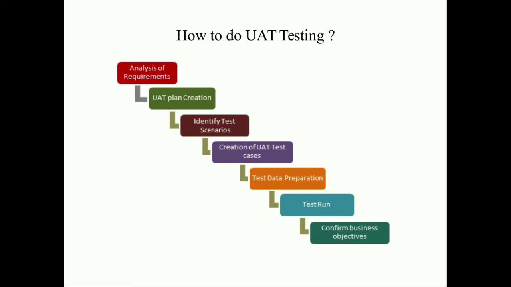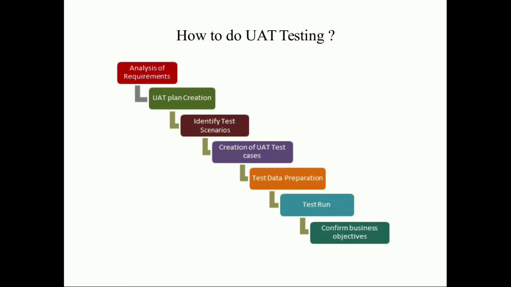So we can see that different kinds of tasks are there. We can start from the requirement analysis, then move to the UAT plan creation. After that we move to identifying scenarios, then creation of UAT test cases, and then we prepare the test data for UAT. After that we'll run the test cases, and in the last step confirm the business objectives. So these are the points needed in UAT testing.